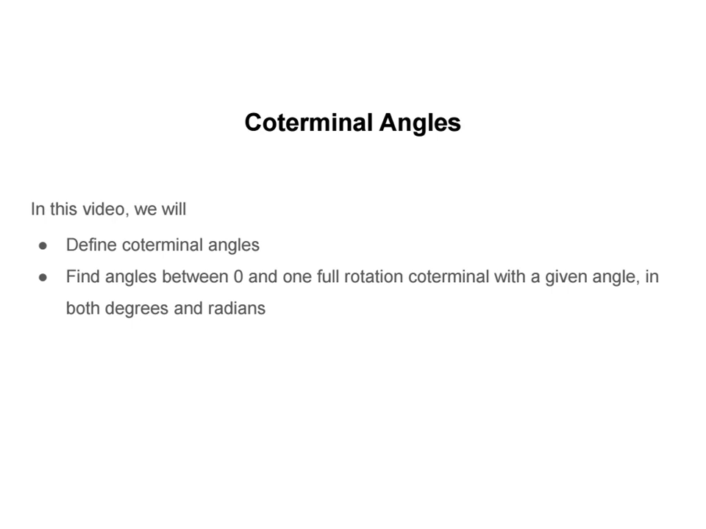In this video, we'll look at coterminal angles. In particular, we will define coterminal angles and look at how to find angles between 0 and 1 full rotation, which are coterminal with a given angle. And we'll do this in both angles measured with degrees and angles measured with radians.